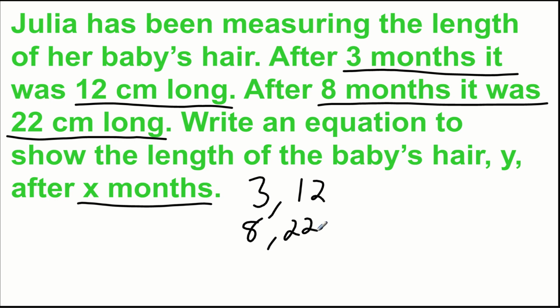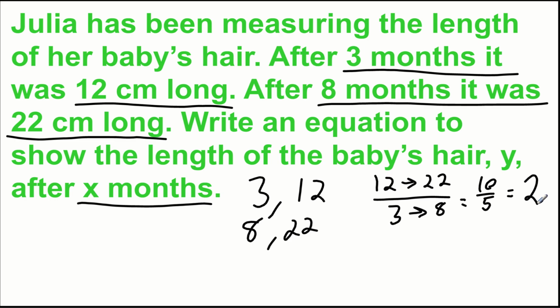Then all you're doing is you're finding the slope. So to find the slope, it's changing y over changing x. So we're going from 12 to 22. We're going from 3 to 8. So that's 10 over 5, which is 2. That's our slope.